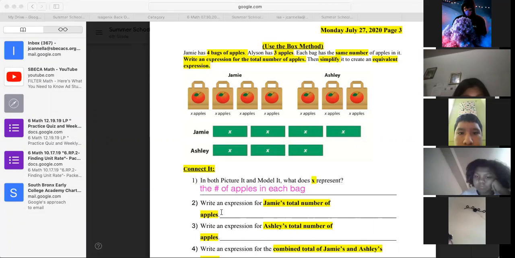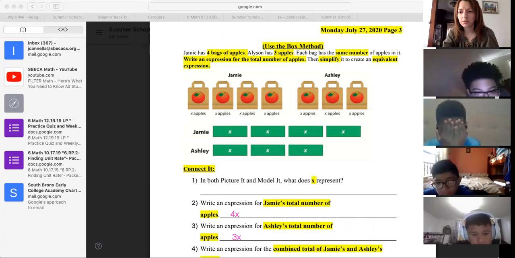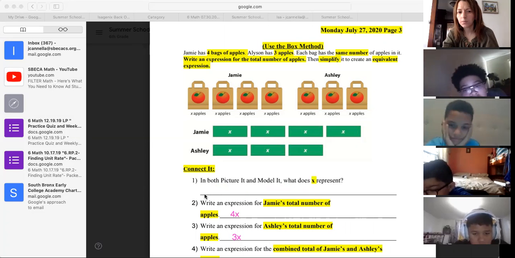All right, Jaden, we want to write an expression for Amy, so we're using X. How many apples does she have? 4. 4X. How about Allison? How many does Allison have? 3. 3X. Wait, I'm going to change that up. Okay, so now I'm going to erase the number of apples in the bag. Number 2 was 4X, and number 3 is 3X. Okay, so A was the number of apples in the bag. 2 is 4X, and number 3 was 3X.